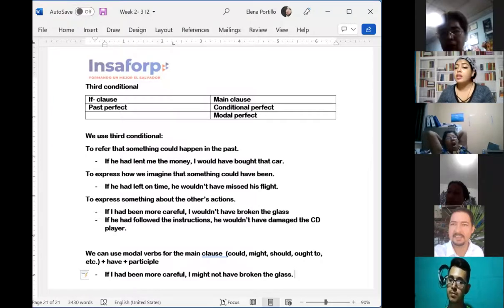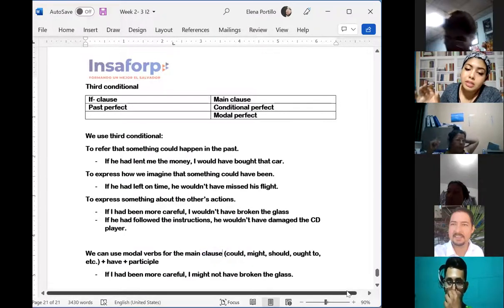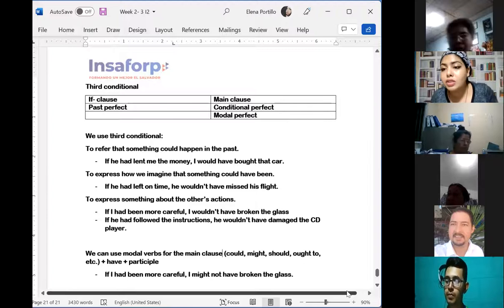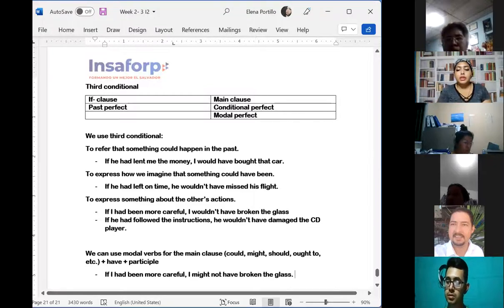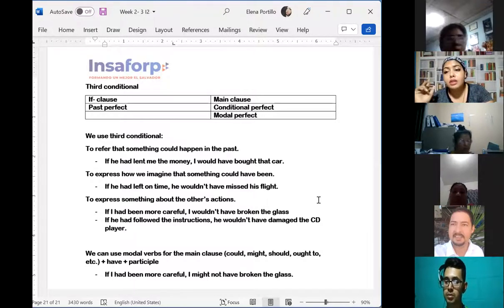So in that case, we can make some changes, but it's the same sentence with the same intention. That is to express some regrets about the action that we performed at some time. So then we have here the four types of conditional that were the main types of conditional. We have the zero conditional, the first, second, and third conditional that we were learning about in the last week and in this session.